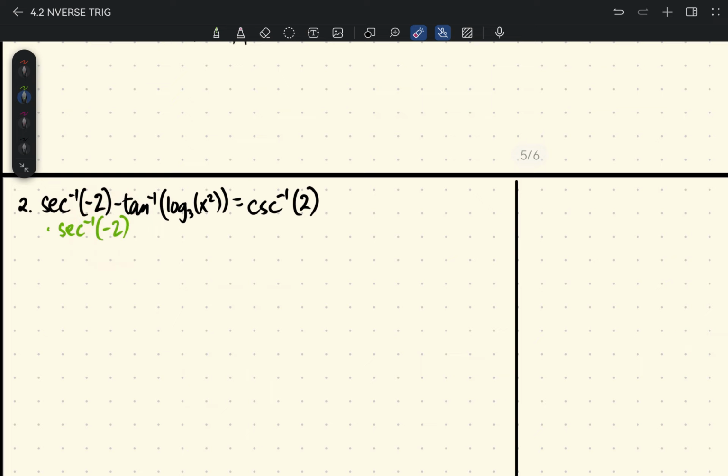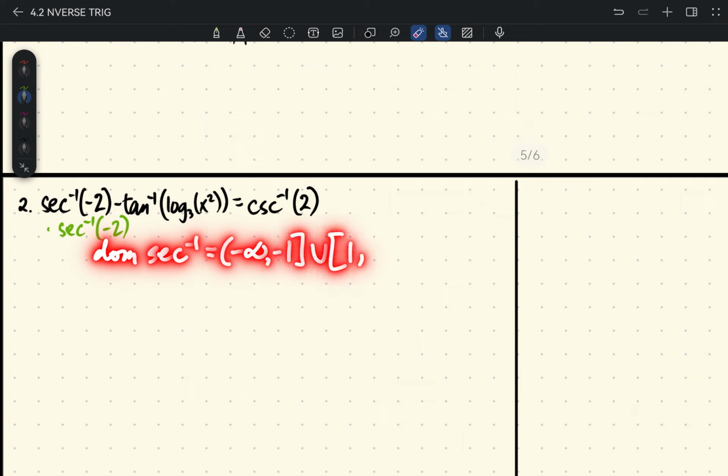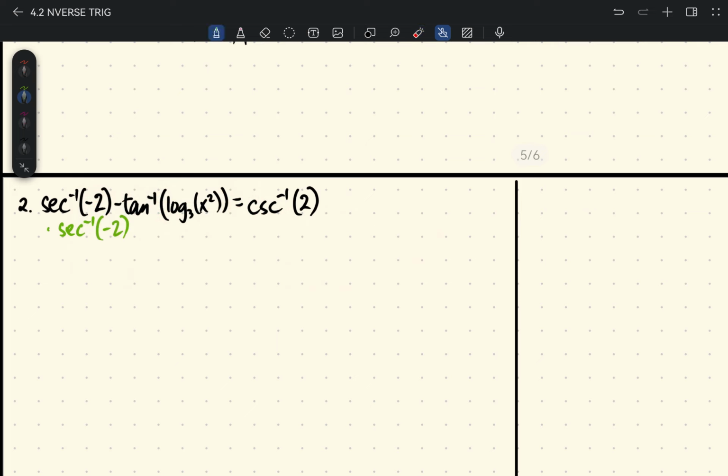Take note that secant inverse has domain negative infinity to negative 1, union 1 to positive infinity. And negative 2 is inside this one right here. So we're sure that negative 2 is in the domain of secant inverse. So from here, we can let this be alpha so that we get negative 2 equals secant alpha.